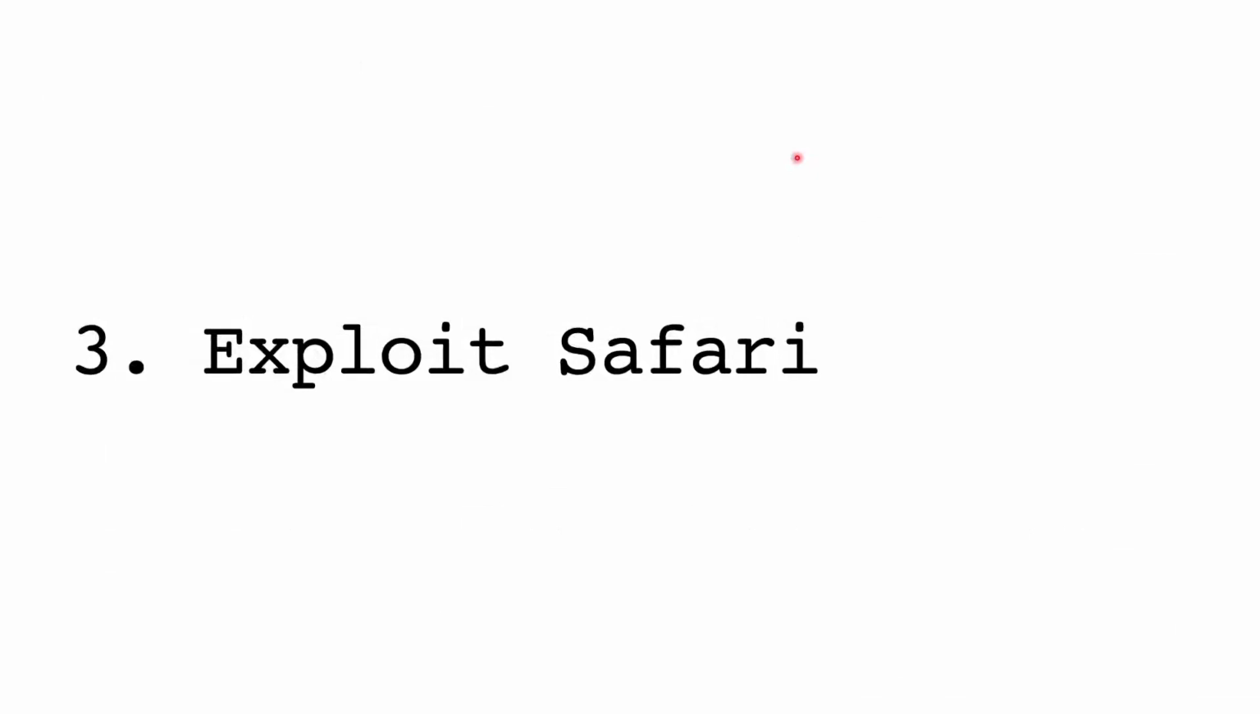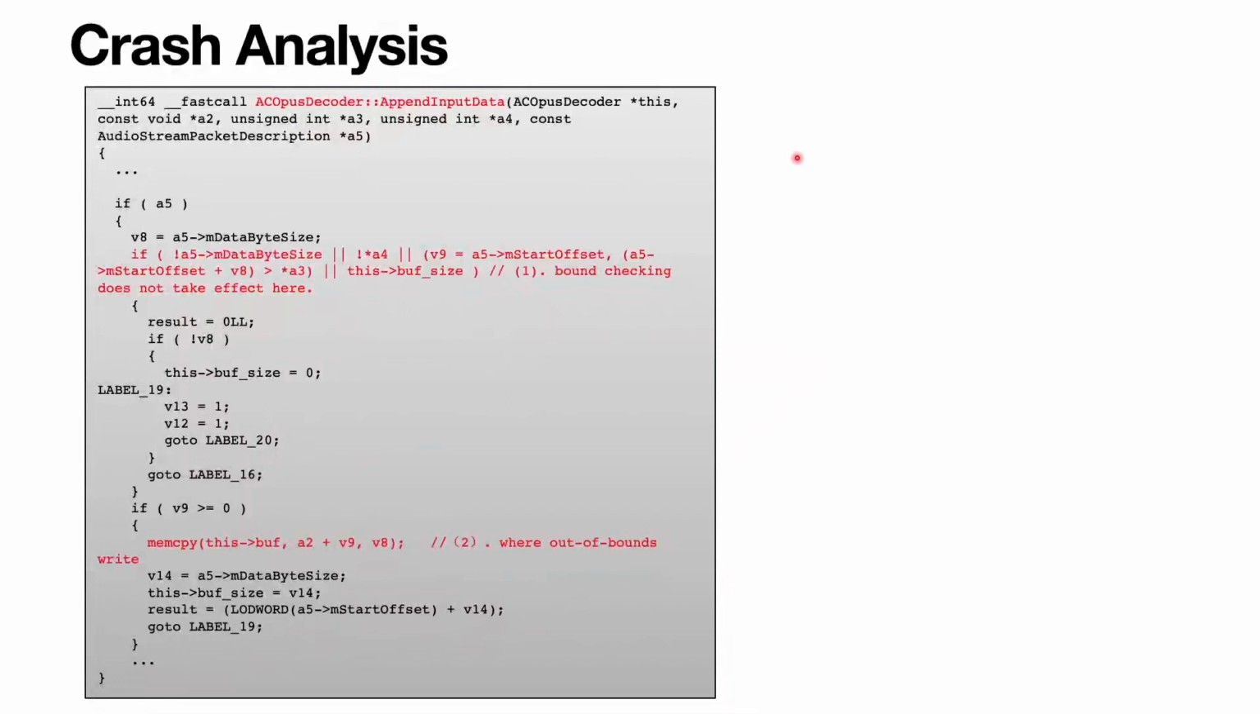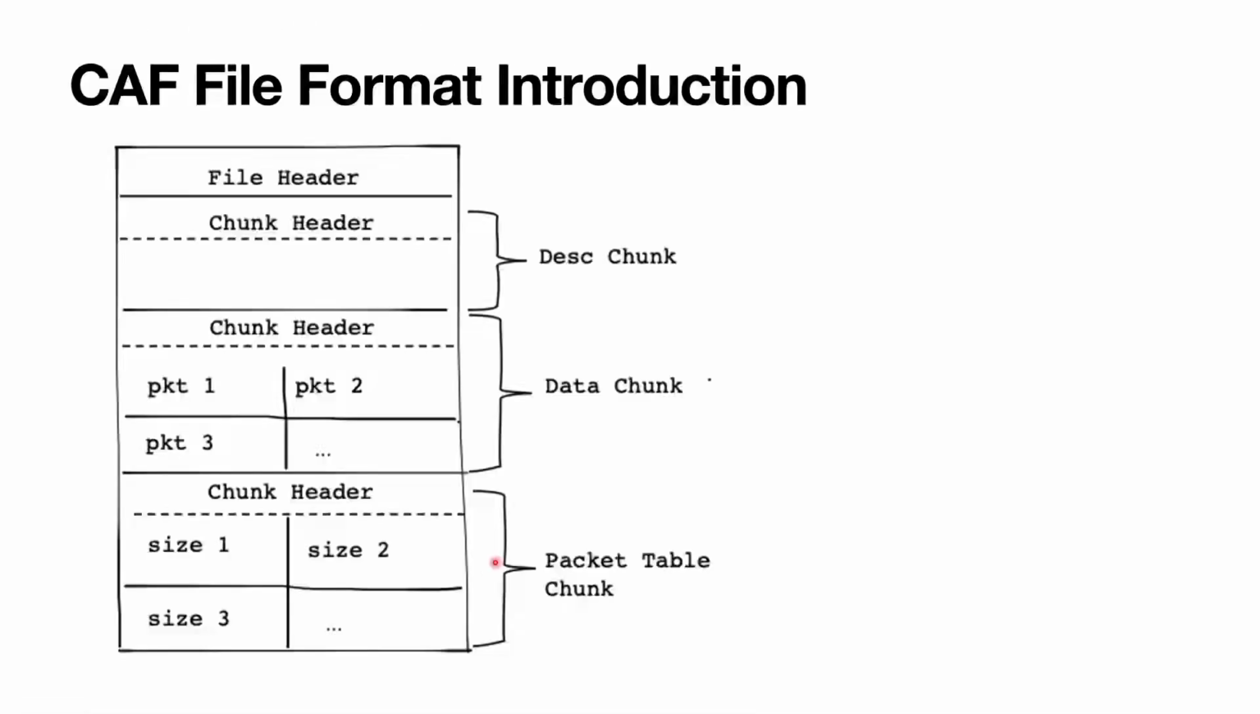Then let me introduce the cause of the vulnerability I used in the Tianfu Cup and the exploitation details. The vulnerability exists in the ACOpusDecoder AppendInputData function of the WebAudio module, which will cause an out-of-bounds write when parsing CAF files. At position 1, there is code similar to bounds checking, but it does not take effect. And at position 2, the memory copy function is called, causing an out-of-bounds write.